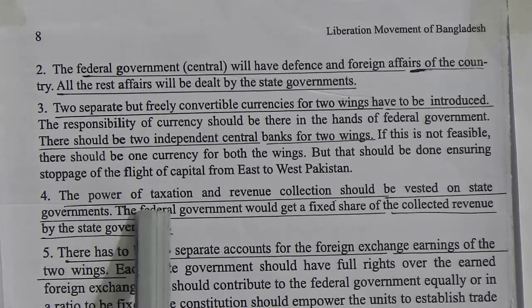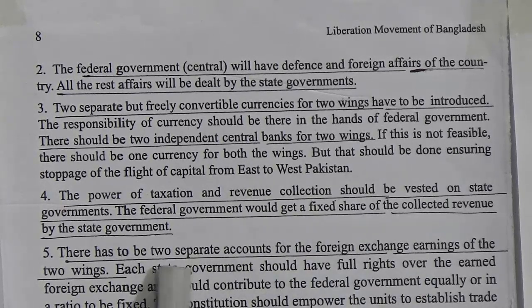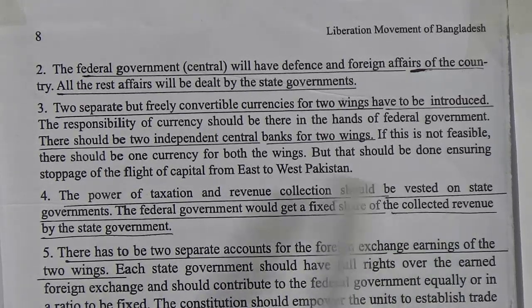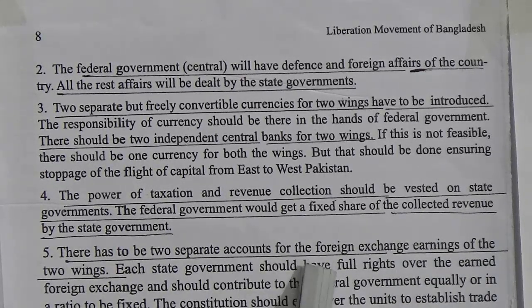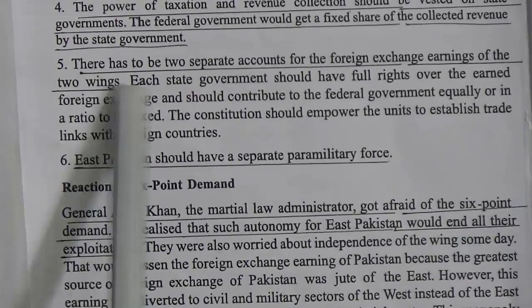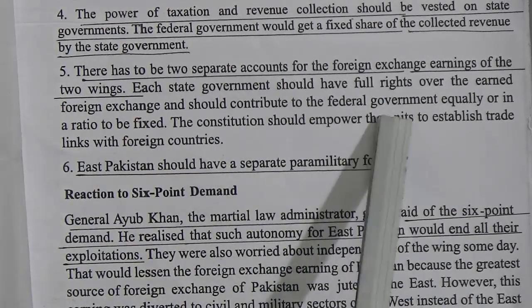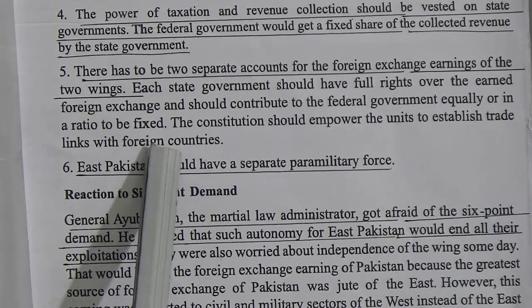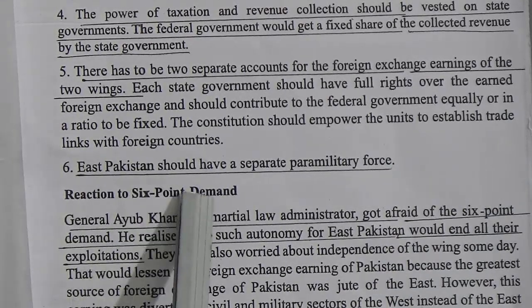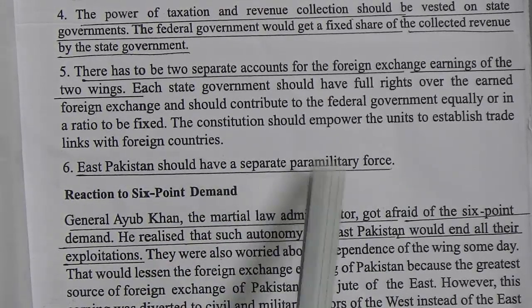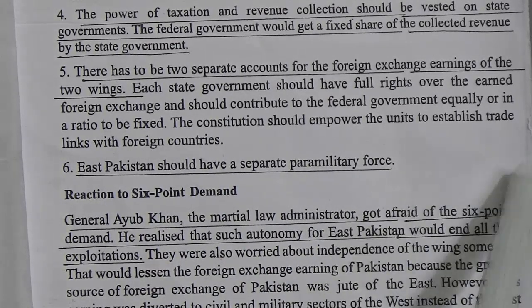And the people of East Pakistan also wanted the power of taxation and revenue collection. Okay, and they wanted to give a fixed share of the collected revenue to the federal government. Number 5, there has to be 2 separate accounts for the foreign exchange earnings of the 2 wings. Each state government should have full rights over the earned foreign exchange and should contribute to the federal government equally or in a ratio to be fixed. Number 6, East Pakistan should have a separate paramilitary force. So the people of East Pakistan wanted a separate military force for East Pakistan.